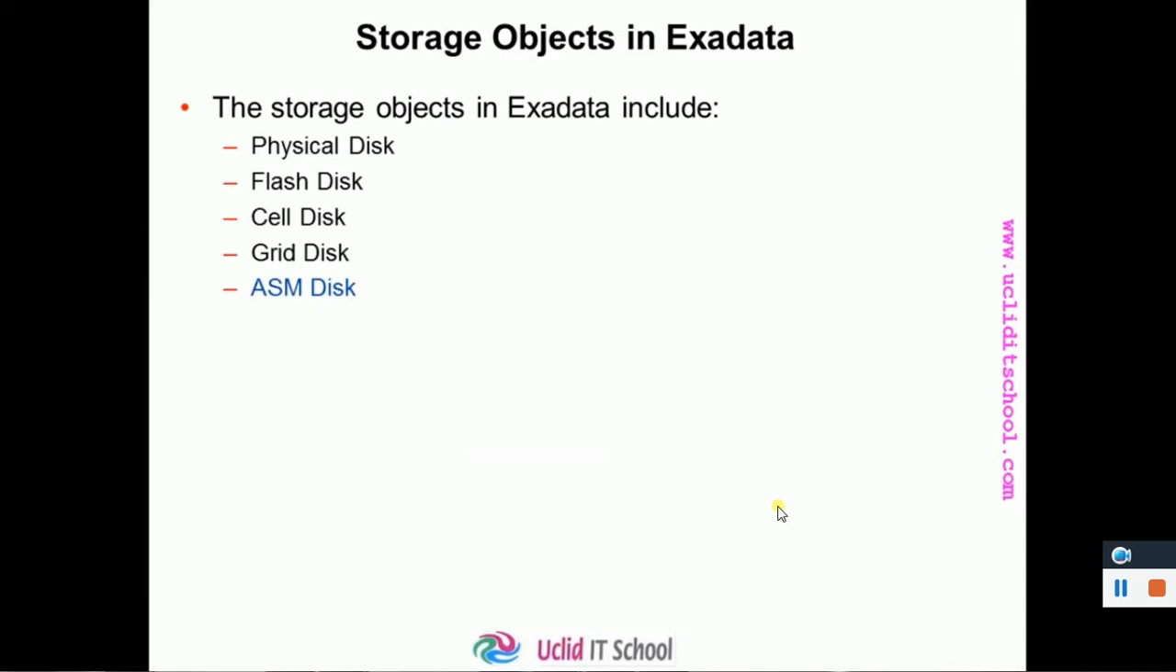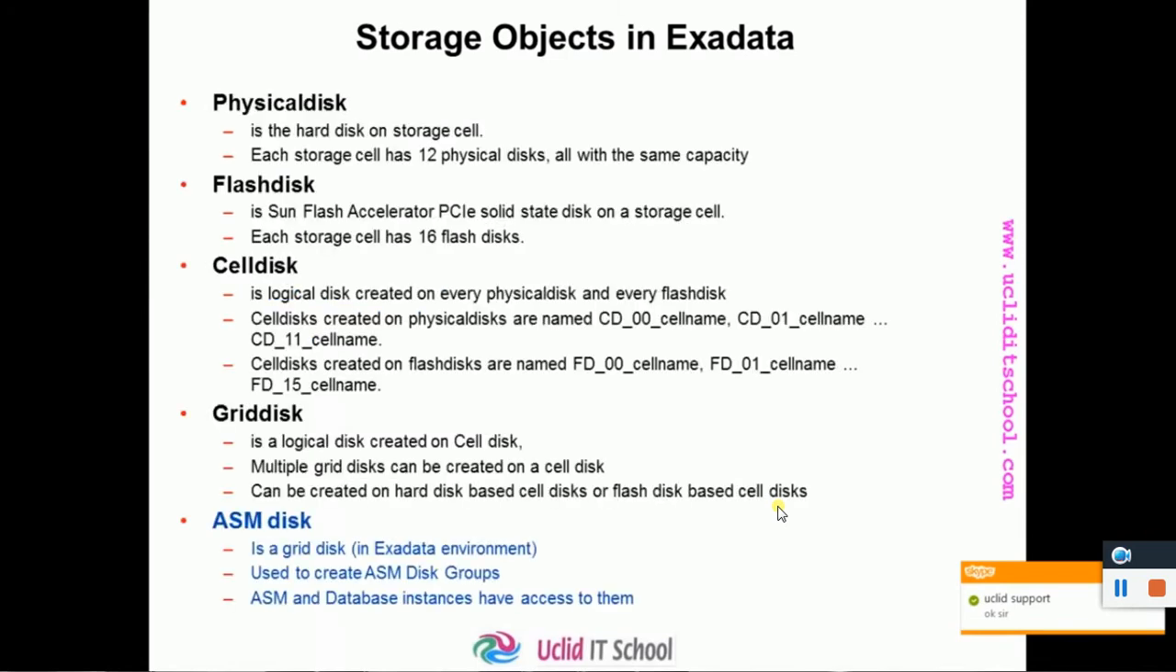Now, the Exadata storage server uses various objects, right? These storage objects are primarily your physical disk, flash disk, cell disk, grid disk, and ASM disks. So these are the various storage objects used in Exadata. Let us see what these fundamental objects are.